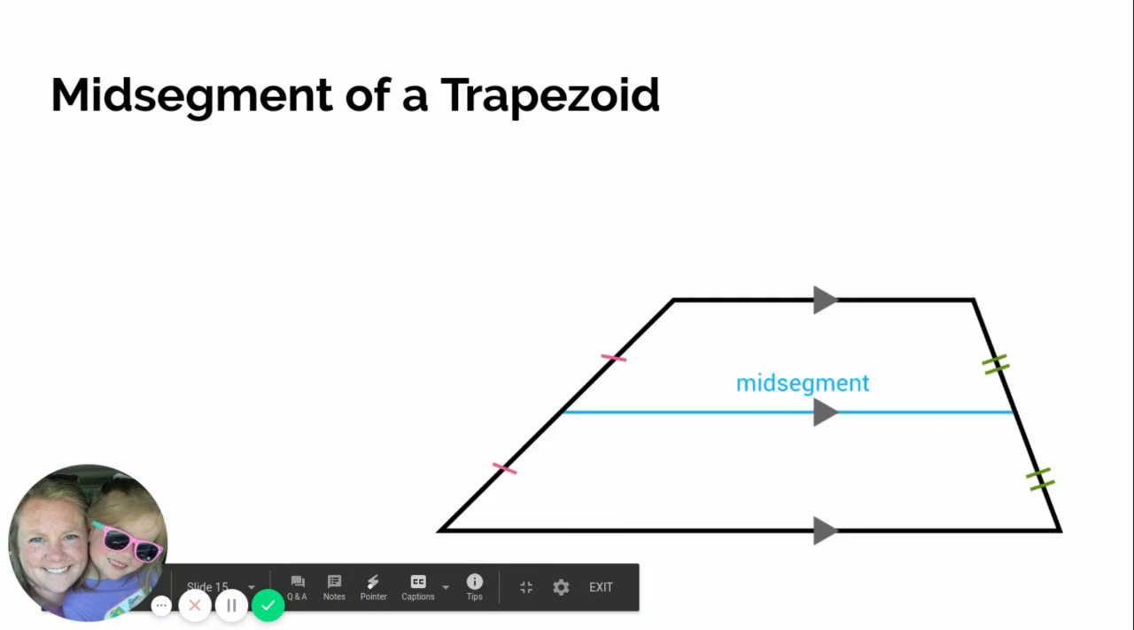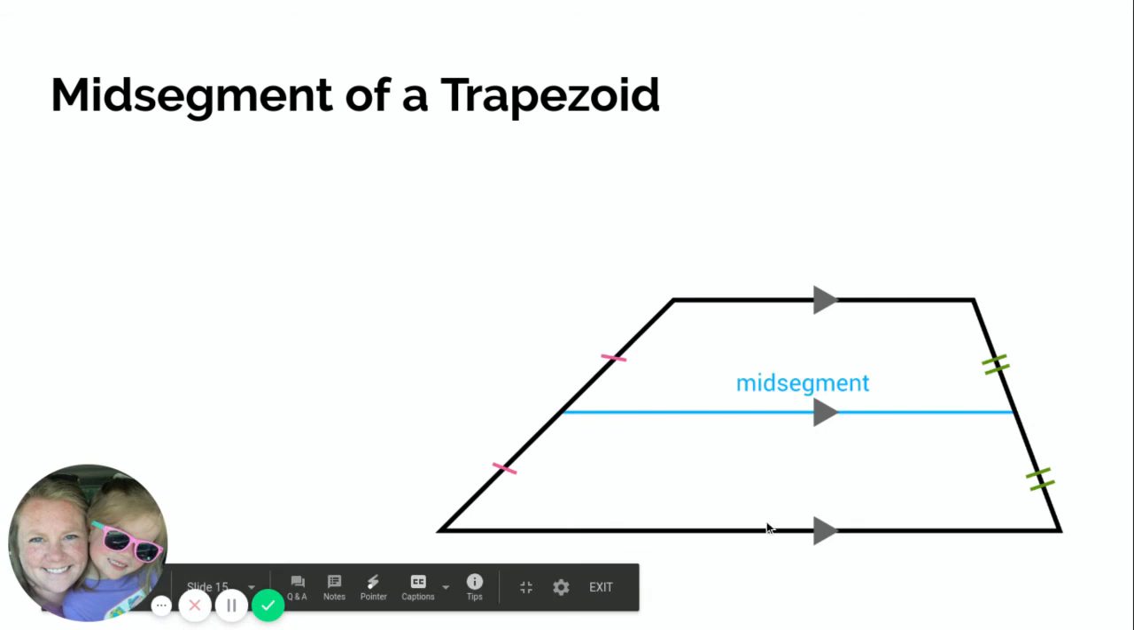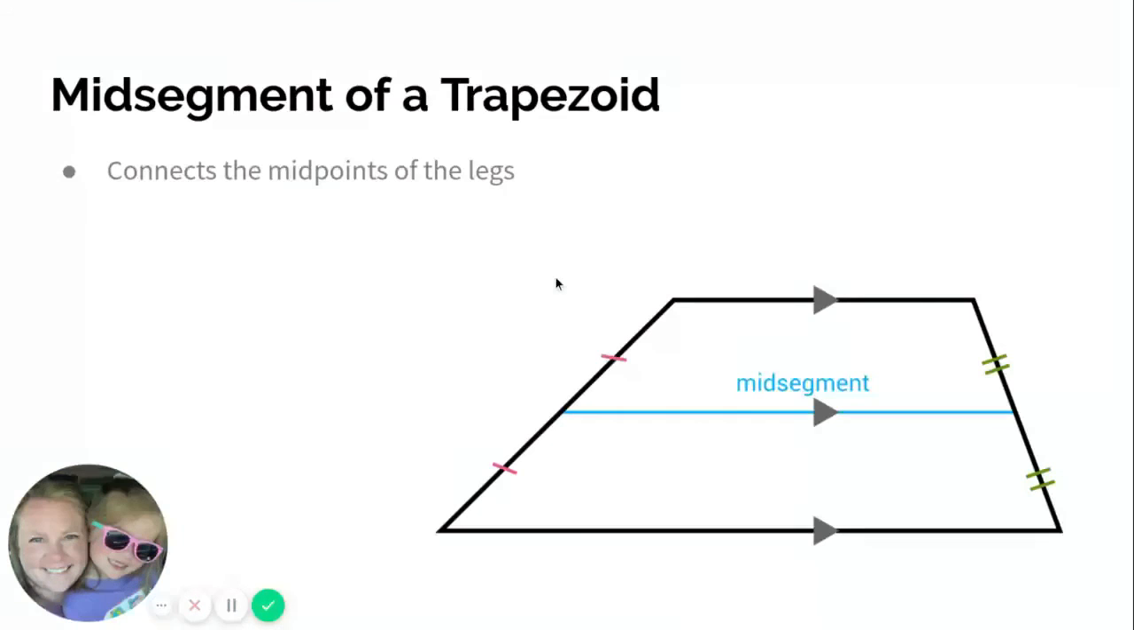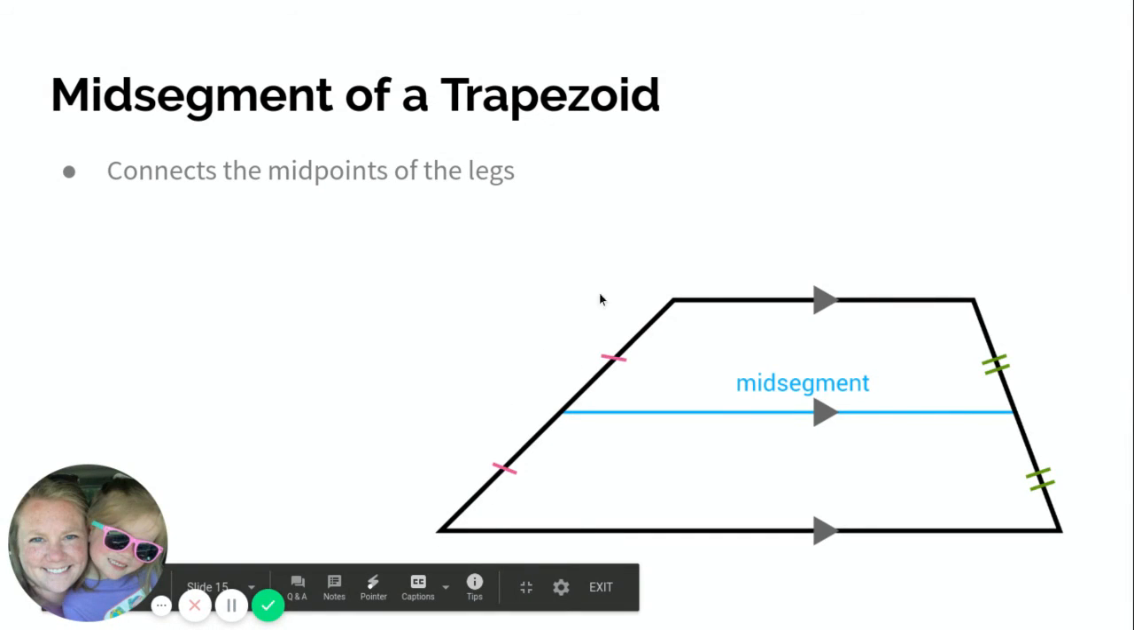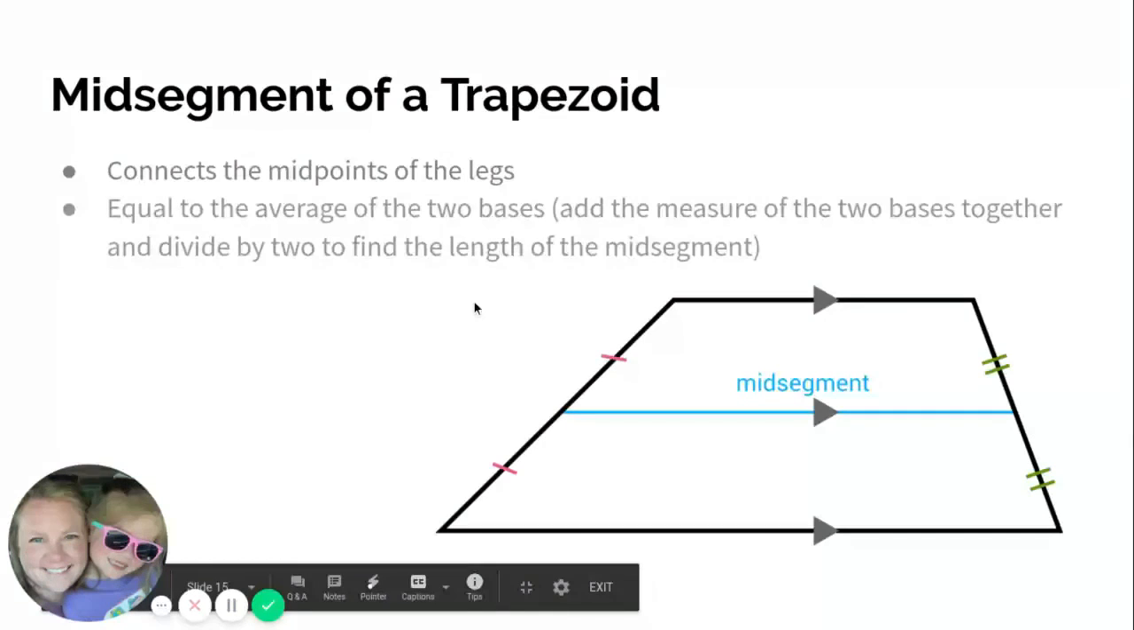The last thing I want to talk about with you with the trapezoid is mid-segment of a trapezoid. And you got your picture here. This is illustrating the mid-segment. And the first thing that I notice is the mid-segment is parallel to the two bases. It connects the midpoints of the legs. So this is a leg and this is a leg. The midpoint is here and here. So this line is just connecting the middle of those two pieces.